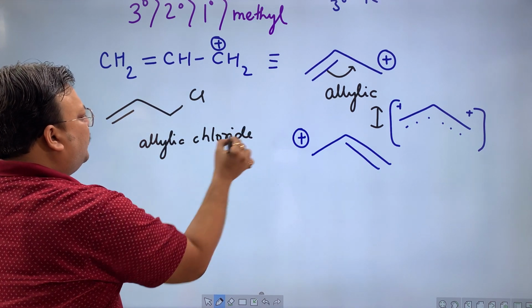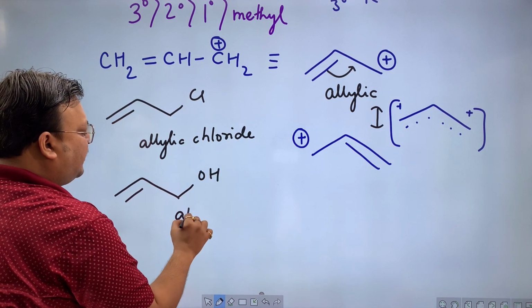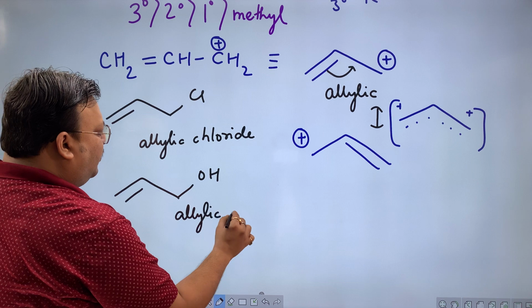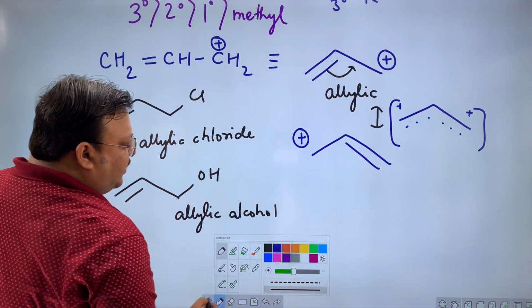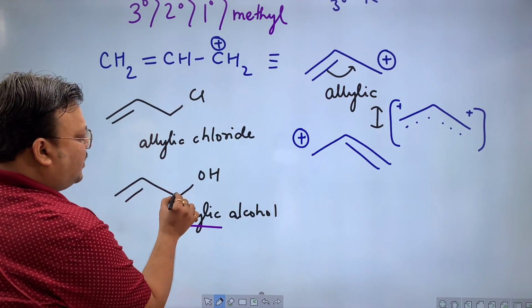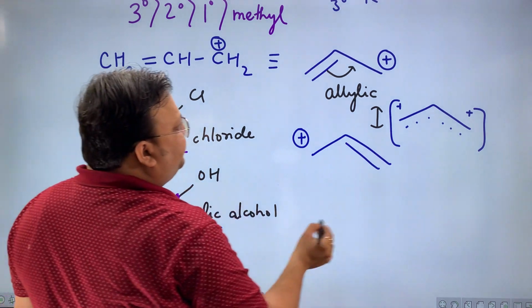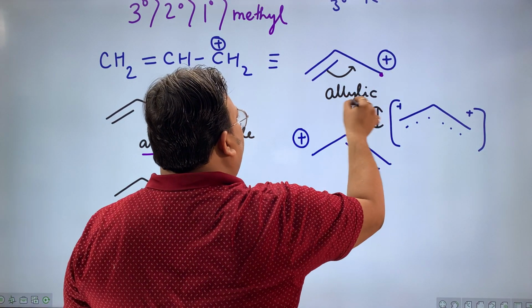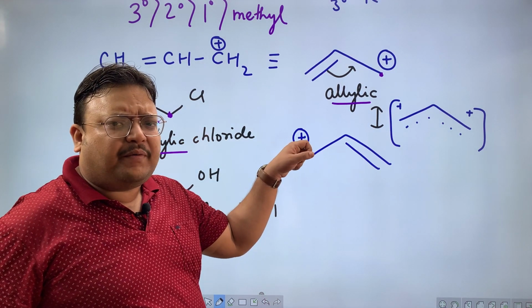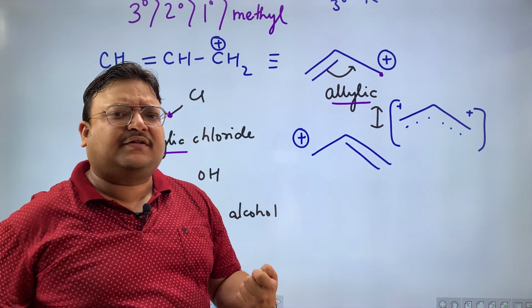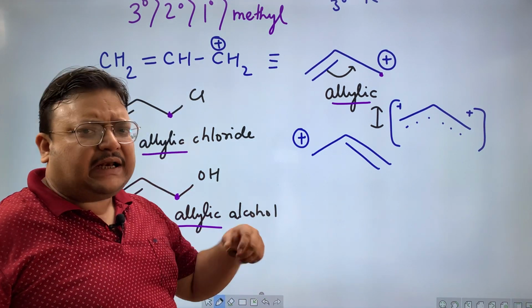If you have an OH here, it will be called an allylic alcohol. The term allylic is associated with this carbon which is next to a double bond. It's called allylic. Allylic carbocation is going to be more stable because of resonance, which is more influencing, more dominating than inductive effect.